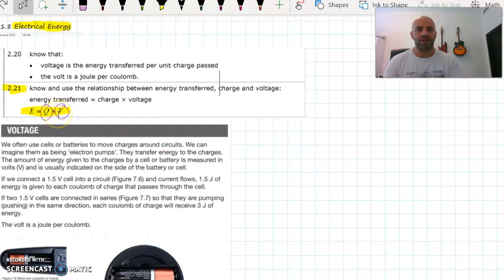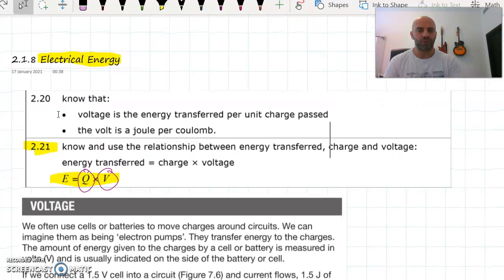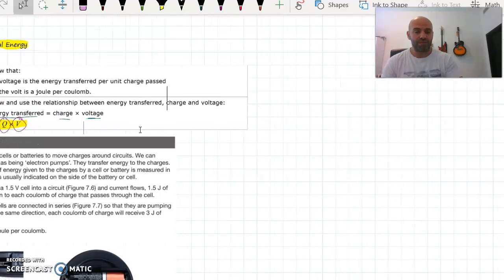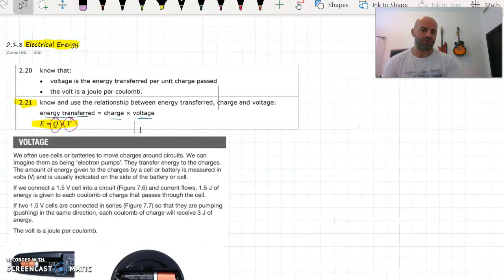Okay, so this lesson is on electrical energy. What you need to know is the relationship between electrical energy, charge, and potential difference, voltage. I think it's really important to understand the concept first before the equation.